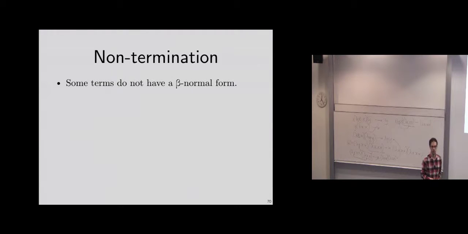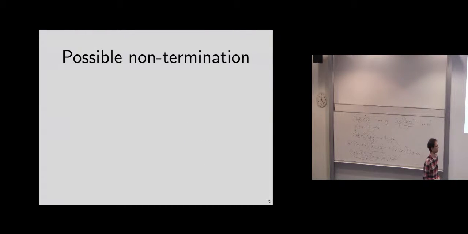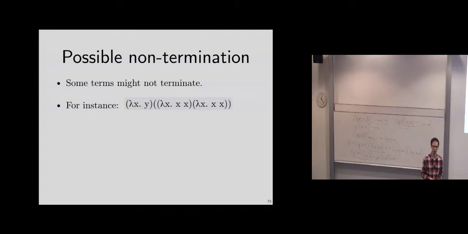We saw that some terms don't have a normal form. We saw that here as well, like omega, which just beta reduces forever. And we saw that some terms sometimes have a normal form and sometimes don't, and it depends on which strategy you use when you're doing your reduction.